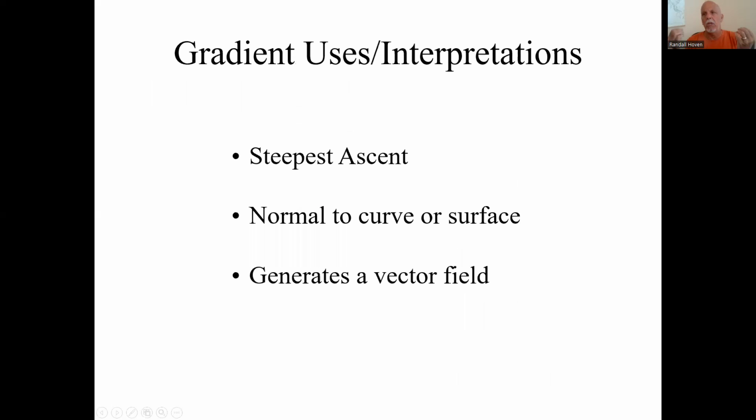Anyway, those are the three interpretations. It took me 3 videos on the gradient. The first: steepest ascent, the direction of steepest ascent, and its magnitude is the rate of that ascent. The second: normal to a curve or surface, which means it's perpendicular to a curve or surface. And the third interpretation is a way to generate a conservative vector field. That concludes the gradient.